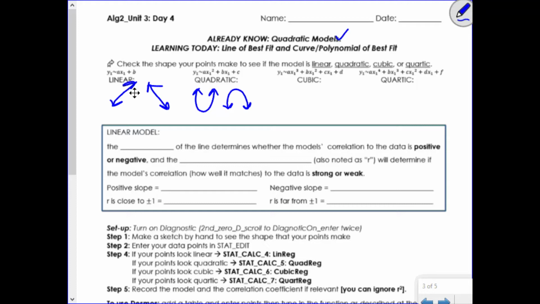You guys have probably never heard of cubic or quartic before. Cubic looks like this, like a really squiggly end. You could also draw the mirror image. So one is the positive version, one's the negative version. That's what a cubic function would look like. And a quartic function will look like a W or an M. Again, one is positive, one's negative.